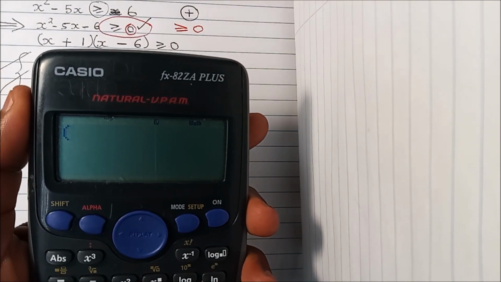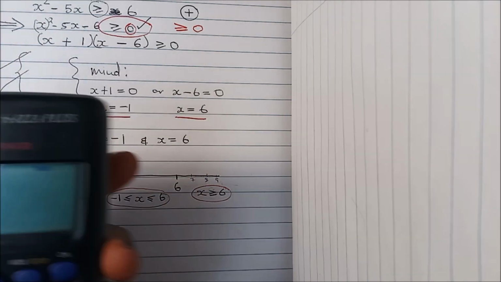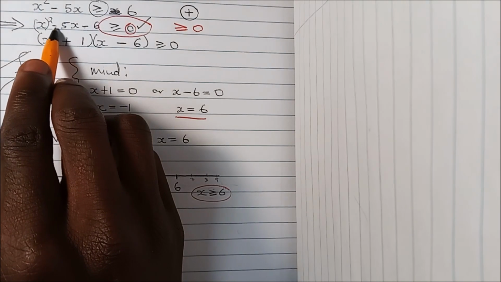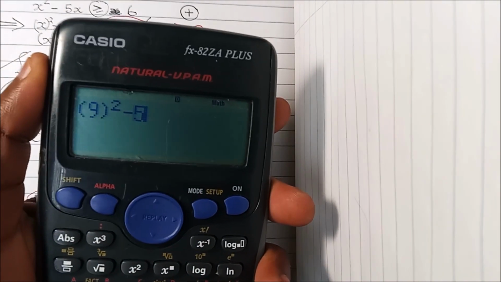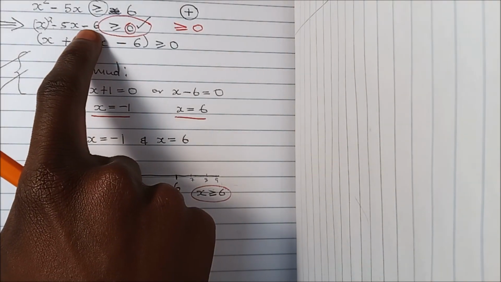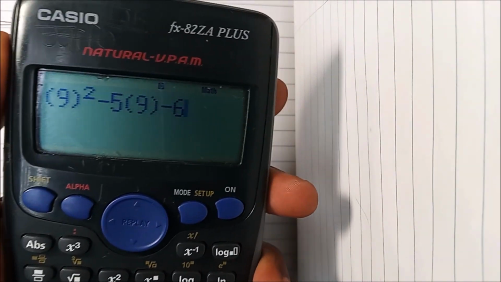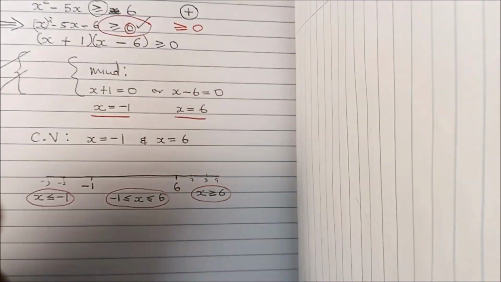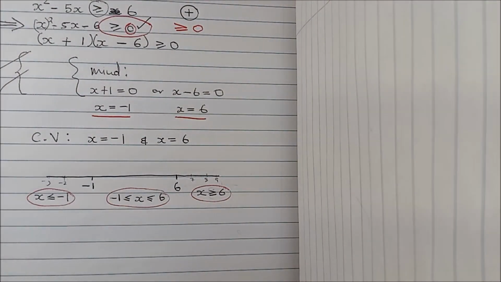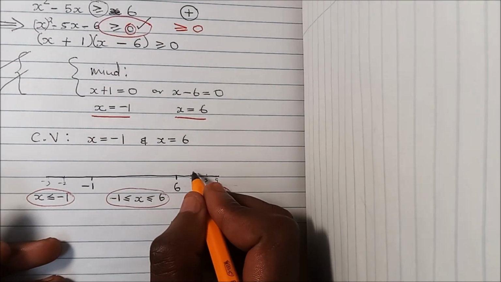So now this is what I will do. I have bracket for x. So this is my x. Then I chose 9. I will put 9 squared and then minus 5 into the same value of x, which is 9. And then I have minus 6. So that's going to be minus 6. And I press my equal sign. What's the answer? Is 30. I don't care about the answer. I just wanted the sign. Is it positive or negative? Obviously, it's positive. So now I will write positive here.